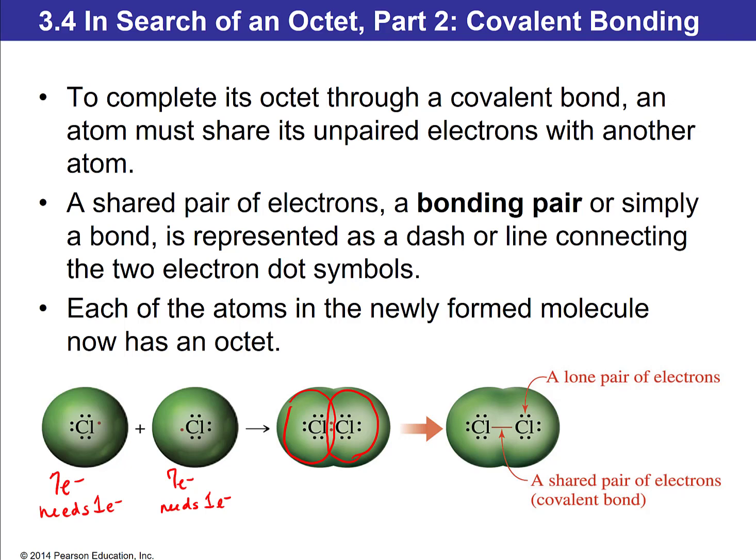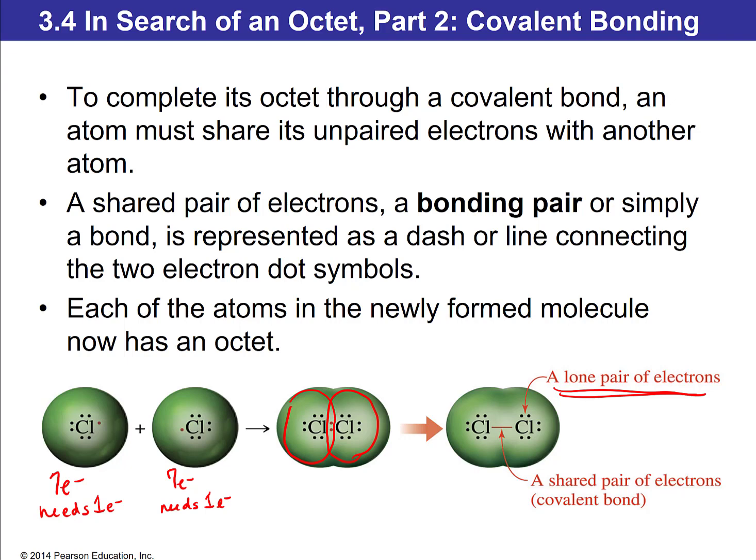Now these electrons out here, they call them lone electrons, those lone pairs. They don't hang out with anybody else. Those electrons belong to that chlorine specifically. Lone electrons do not go back and forth. Lone electrons belong to one atom specifically.